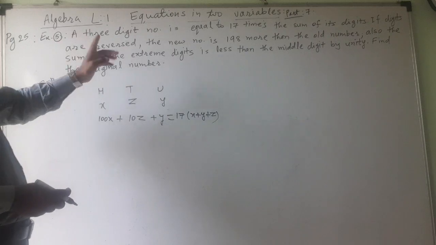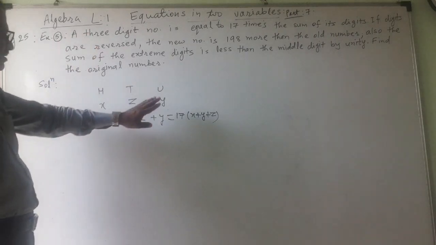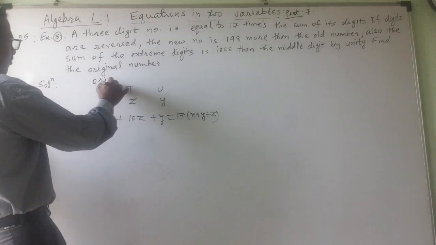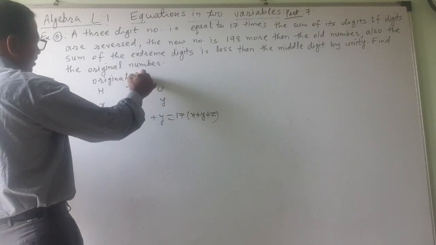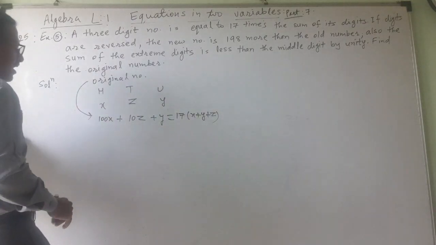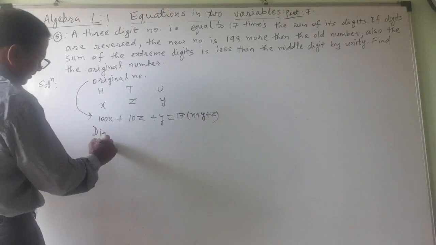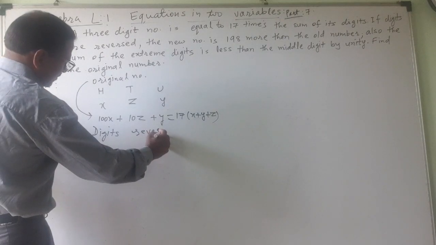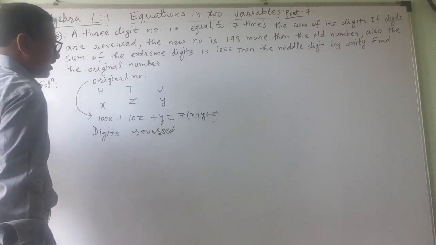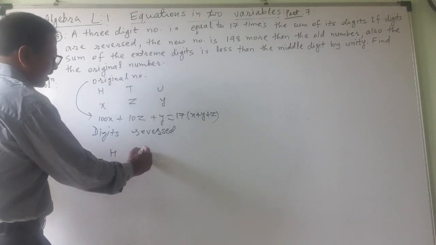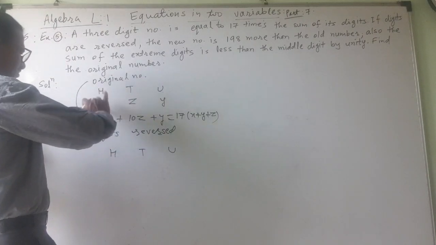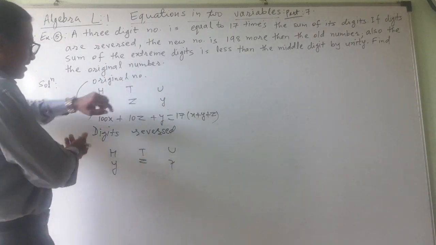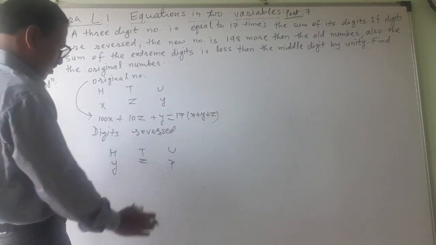If the digits are reversed, the digits reverse means this will come here. This is the original number. Now the digits reverse, meaning hundreds, tens and unit: this y will come here, x will go there, and z will be as it is. Just write like this.